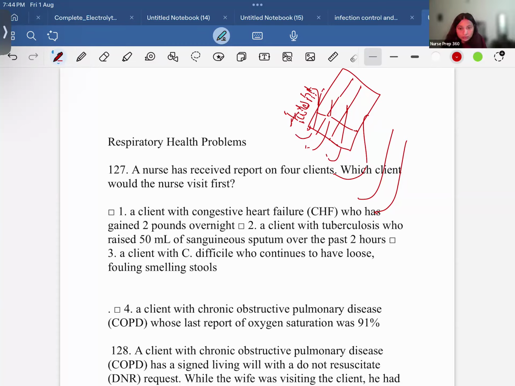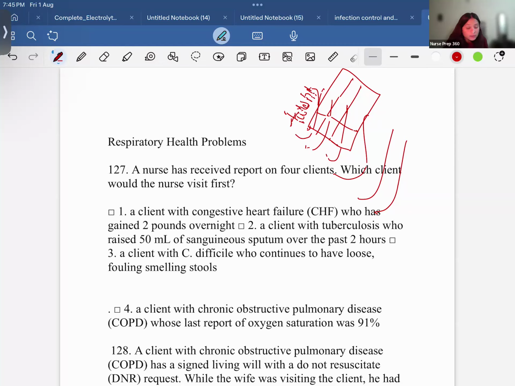Serosanguineous is pink color, a kind of pinkish color with mucus also present. Sanguineous means blood in the sputum. Pink frothy sputum. Over the past 2 hours, ma'am, the condition is very acute.